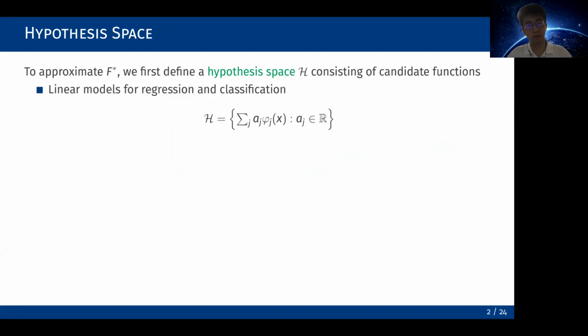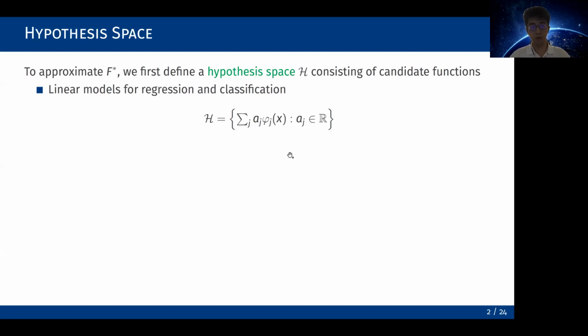So how do we do this? Usually, the first step to do it is to define a hypothesis space. So what is a hypothesis space? Hypothesis space is just a collection of functions, candidate functions that serves to approximate this f star. So we're all very familiar with linear models, where you just take a linear combination of some basis functions. And hopefully, if you take many linear combinations, you will approximate f star arbitrarily well.